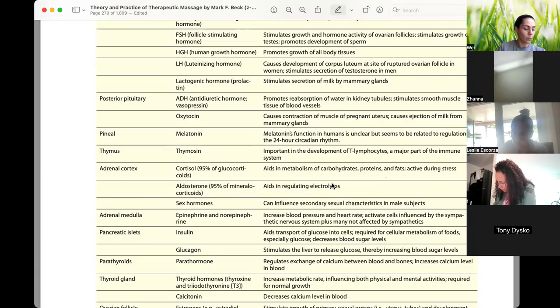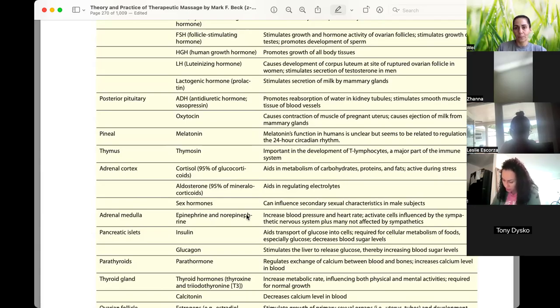Okay, now the next one, which is the medulla. It has two hormones here. Epinephrine, which you've probably heard of before, and norepinephrine. Both are going to react to the sympathetic state, or the fight or flight state, the stressful state. So what do those hormones do when they're released?